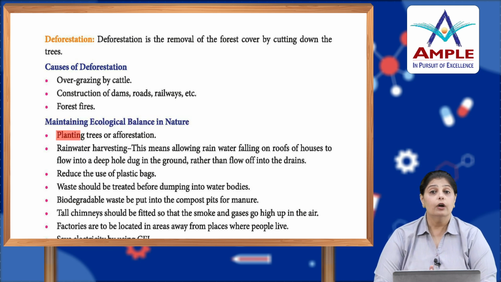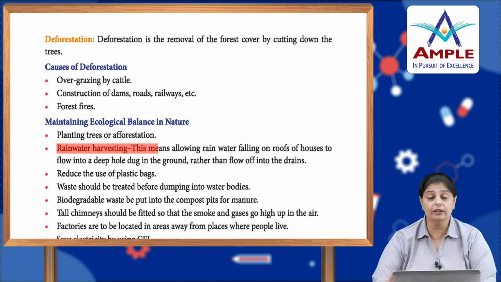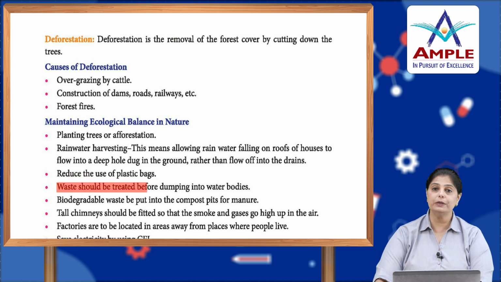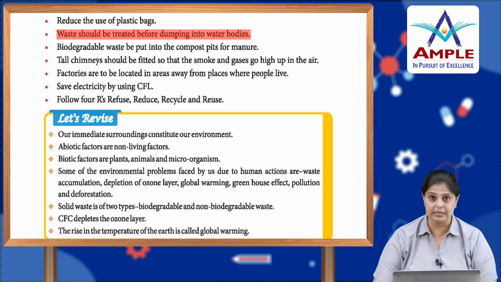Planting trees, or afforestation, that means growing more and more trees and plants everywhere. Rainwater harvesting, utilizing the rainwater. This means allowing rainwater falling on the roofs of houses to flow into a deep hole dug in the ground rather than flow off into the drains, and this water can be utilized. Reduce the use of plastic bags, say no to plastic. Waste should be treated before dumping into water bodies.